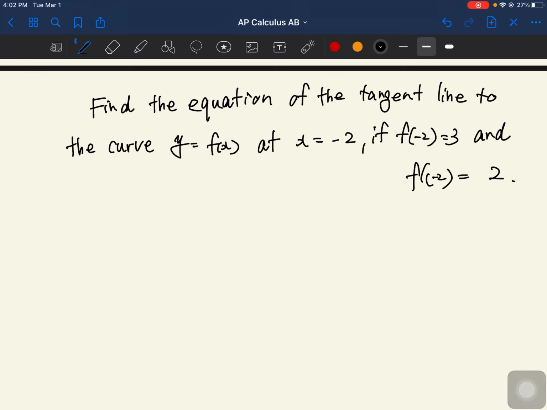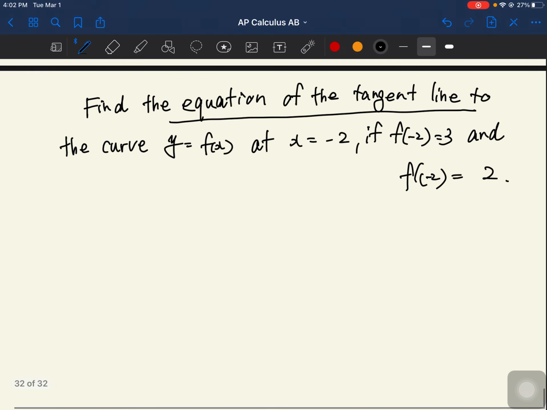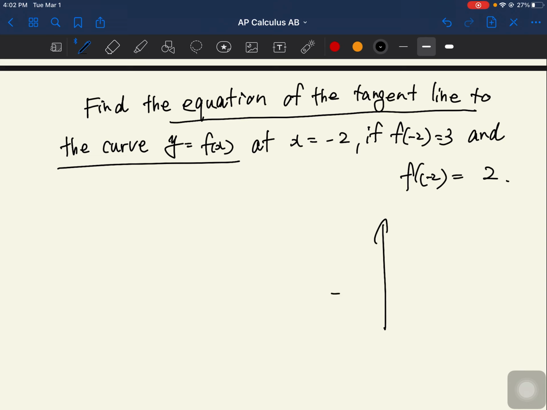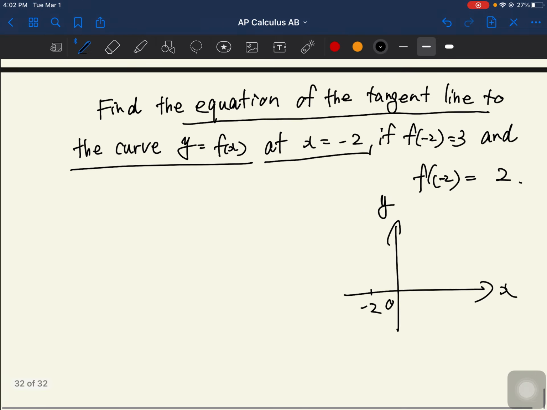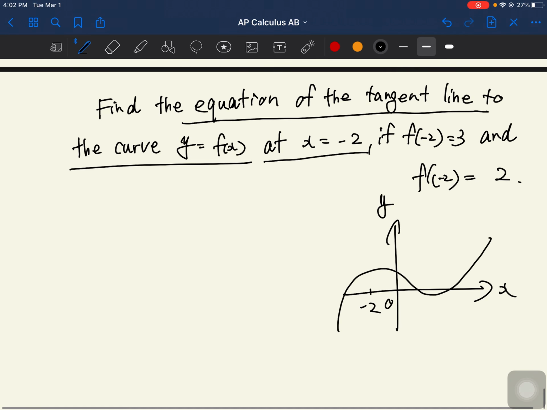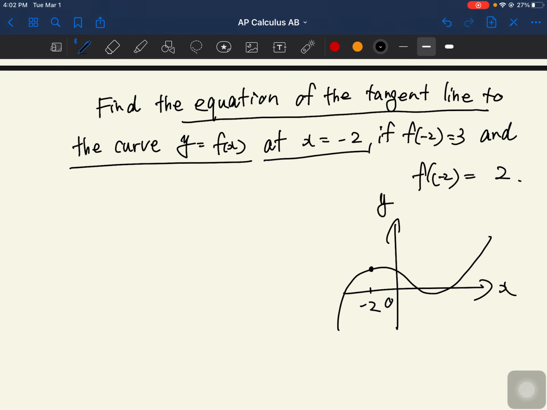First of all, you have to understand what you have to find. According to this question, you have to find the equation of the tangent line to the curve y equal f of x at x equal negative 2. This means for now you don't know what the graph looks like. Let me just put it randomly. If the graph is like that, you have to find the equation of this red tangent line. Okay, so let's work on it.